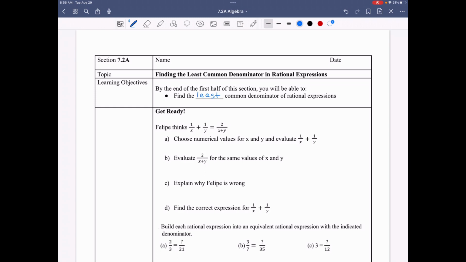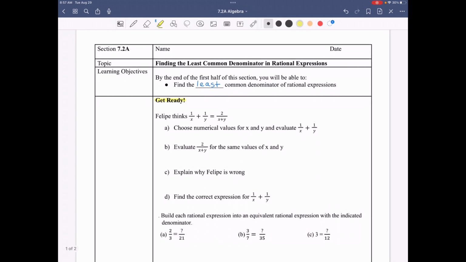We're going to warm up with a group activity, this get ready. So I'm going to have you get into groups right away and you're going to discuss these A through D and fill in your notes with that. Okay?